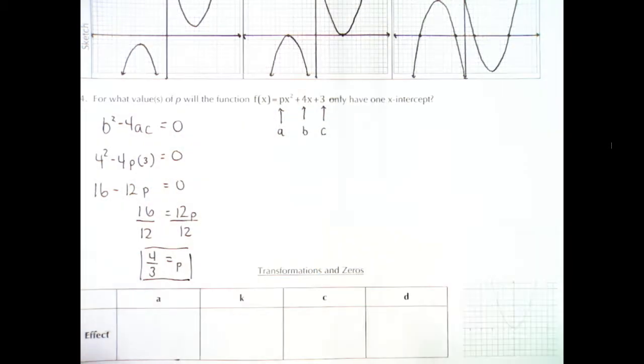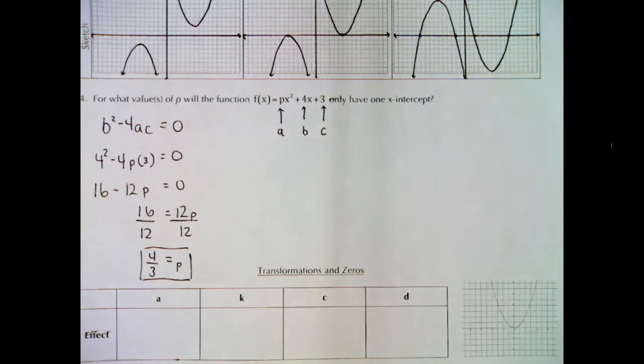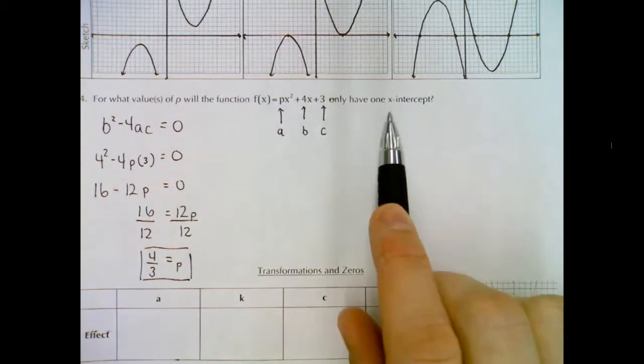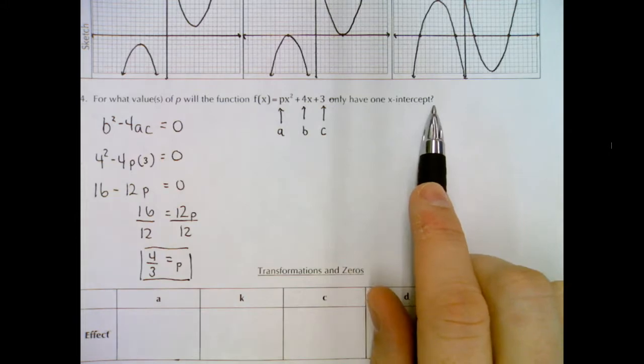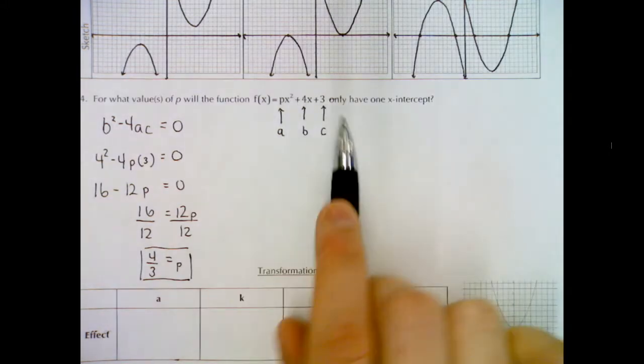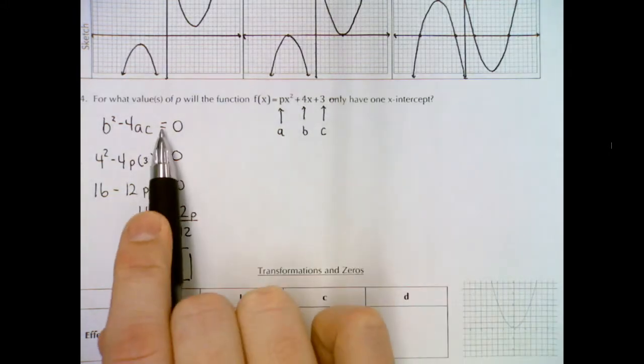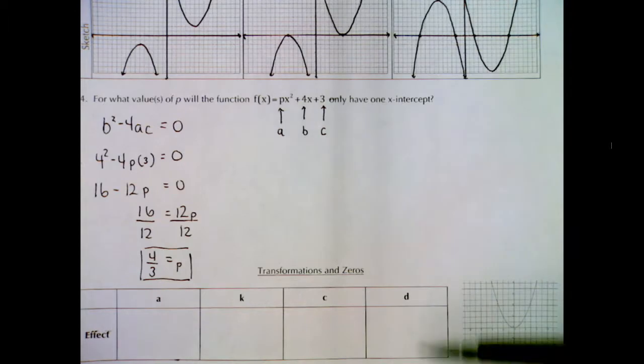So if p is 4 over 3, we'll get exactly one x-intercept. And you could do this question for 2 x-intercepts or no x-intercepts. And the way you do it is, if it was written the exact same way, you would just change this to a less than sign or a greater than sign, depending on which one, and solve it out.